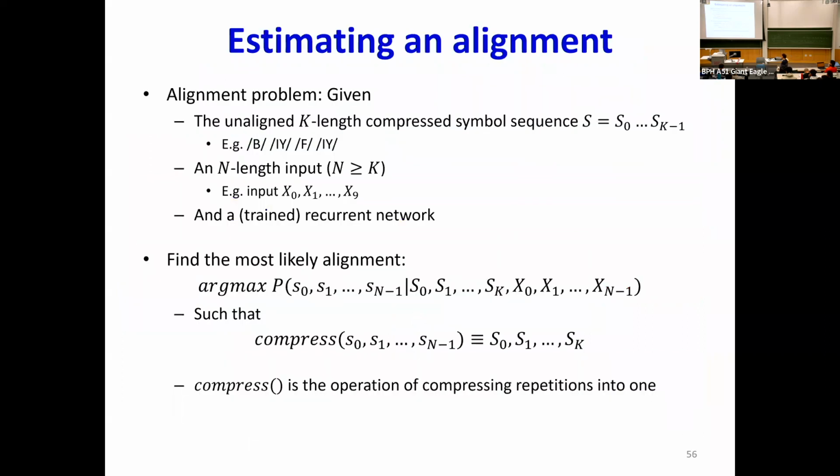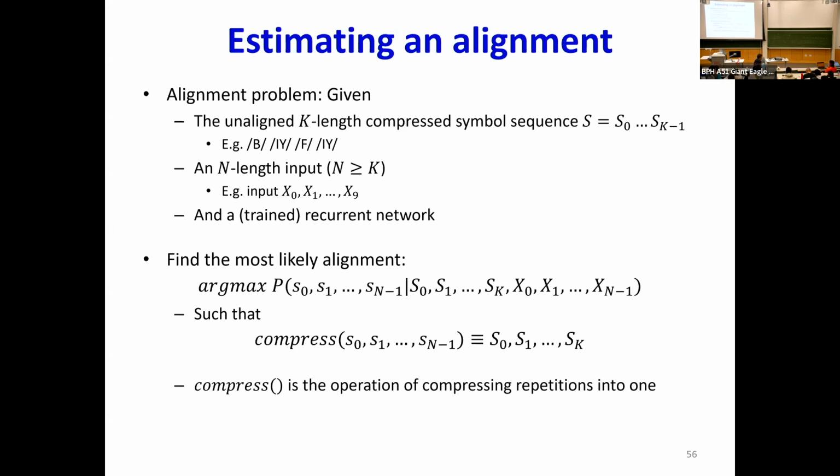So given a k-length compressed symbol sequence, I don't know why I use this horrible example, beefy, but I've been using it for many years, so it's tradition at this time. It's very traditional for me to also get confused by this example because it's ugly. Anyway, so suppose I was given an n-length input, an input of length, say 9, and I was given the transcription as the word beefy with these 4 phonemes. Then the alignment problem is to find out how many times to repeat each of these symbols to convert it to a time synchronous sequence that best fits the data.